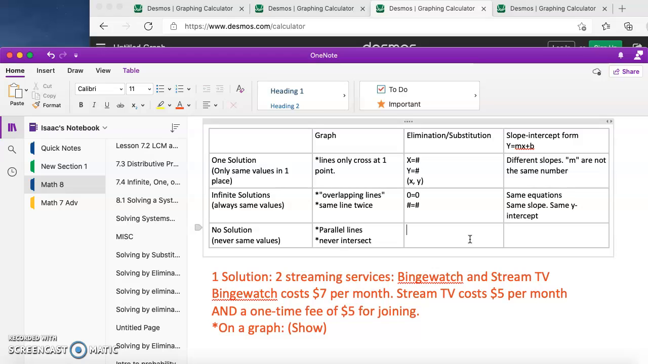If I'm using elimination or substitution, and I get to my last line of reasoning and I get to 0 equals not 0. 0 equals anything but 0, or potentially some other number equals not that number. I know that it is a system with no solution.